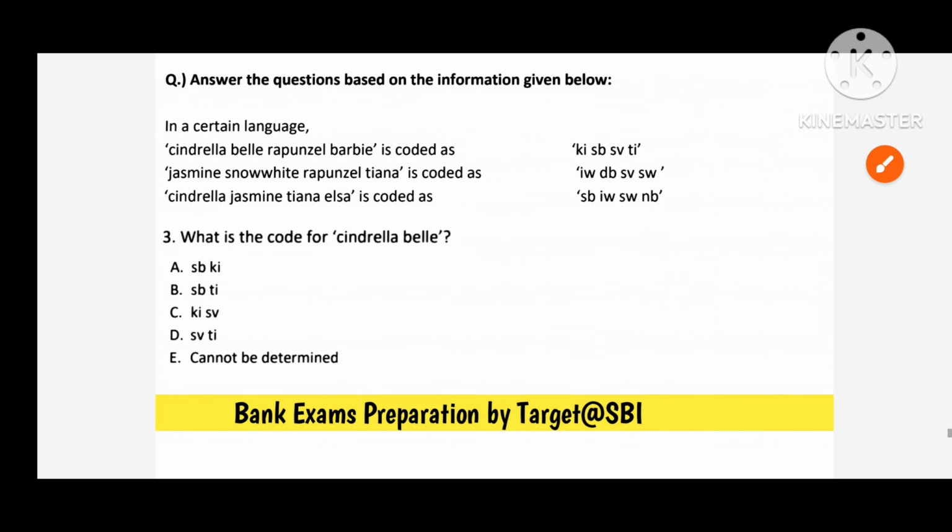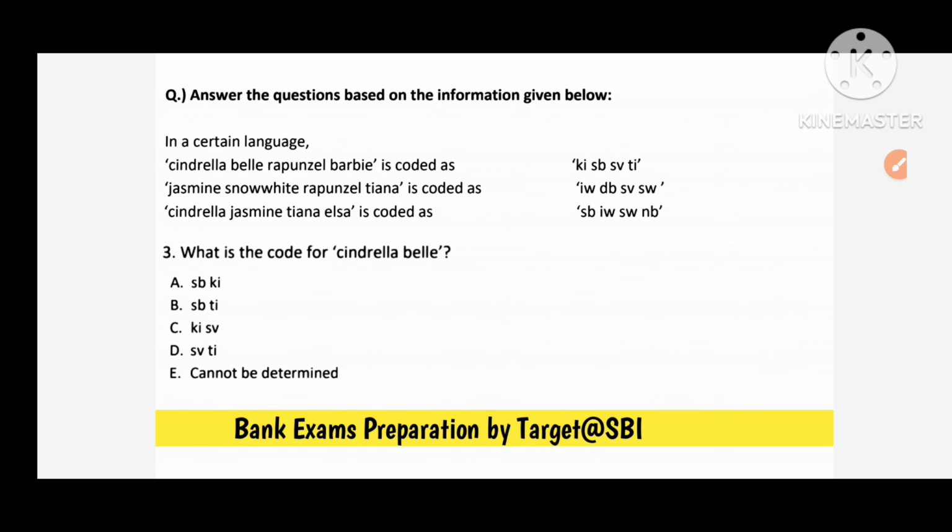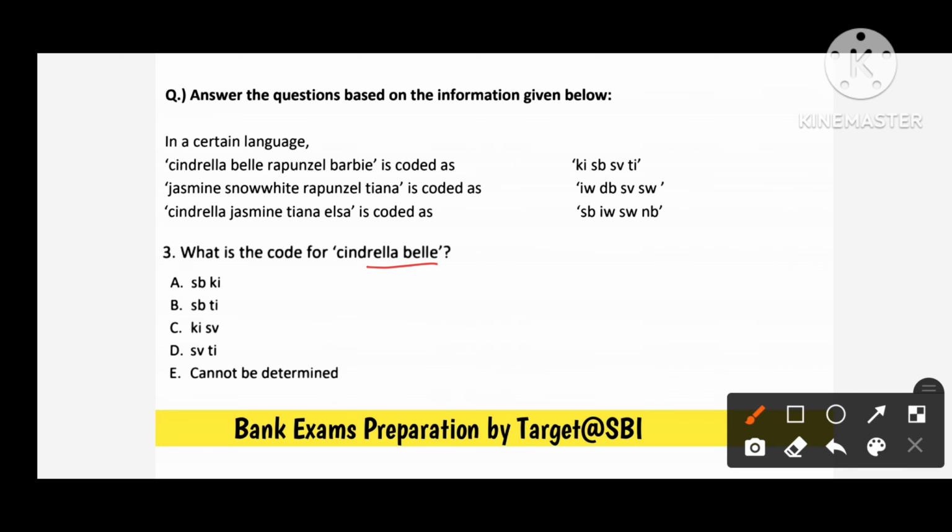Next, what is the code for Cinderella? Cinderella we see in the first and last statements, so SB we see in first and last. Belly we see in the first statement. Belly doesn't appear in any other statements, and Barbie also we don't see in other statements. So we get two possibilities for Belly and Barbie. So our answer will be cannot be determined.